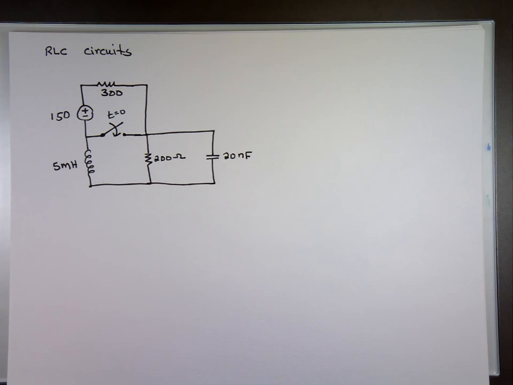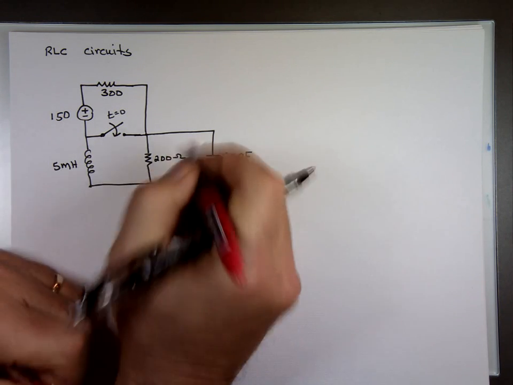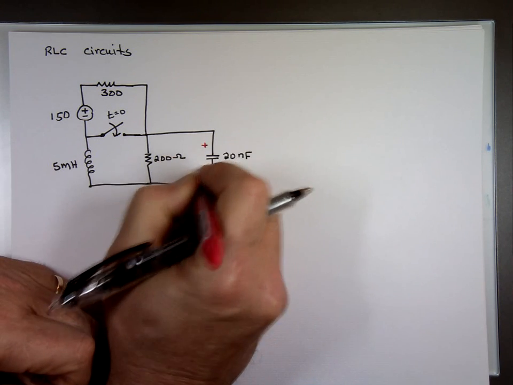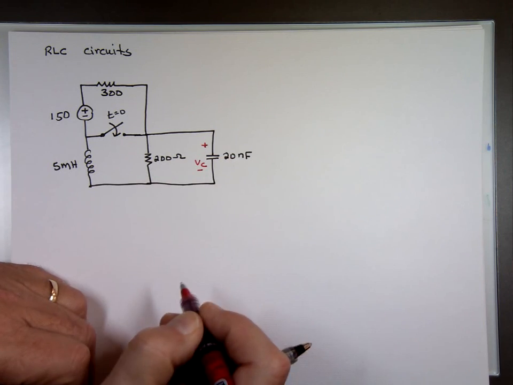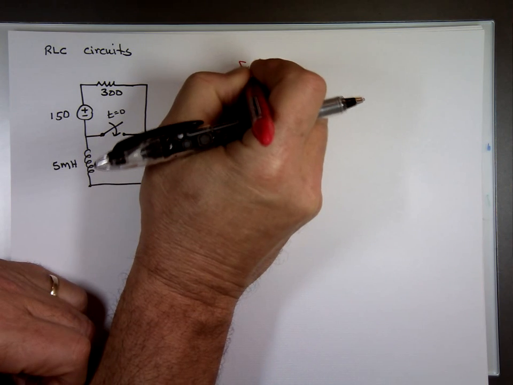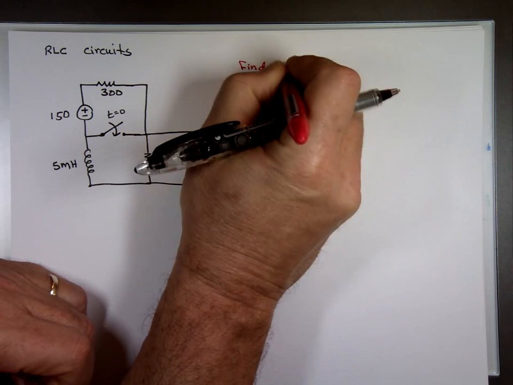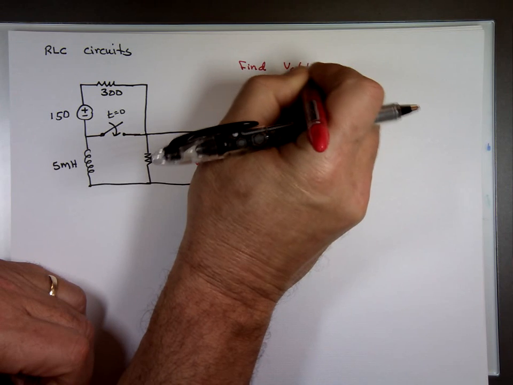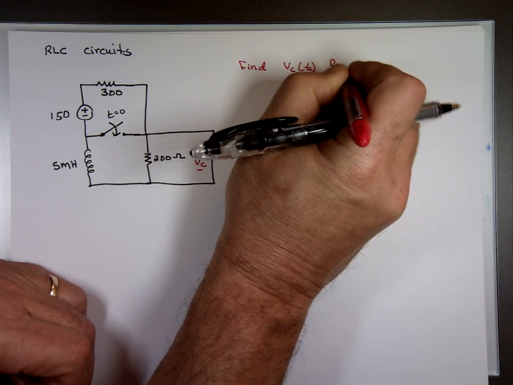And the question, find the expression for the voltage across the capacitor for t greater than 0. So this is V sub c. And the question, find V sub c as a function of time for t greater than 0.